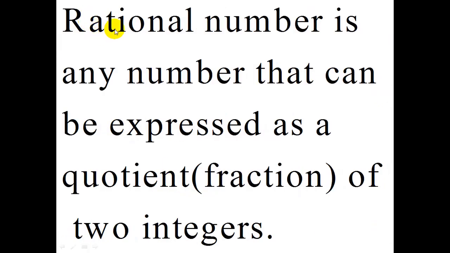Now, let's look at a rational number. A rational number is any number that can be expressed as a quotient or fraction of two integers.